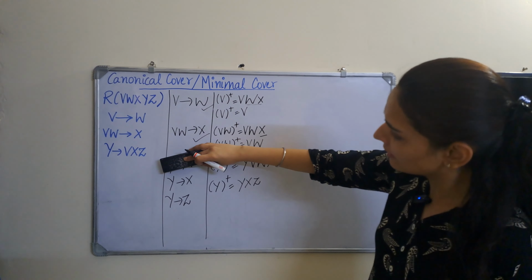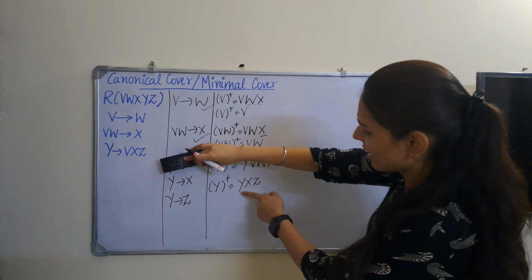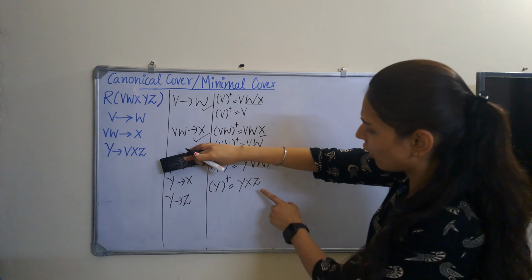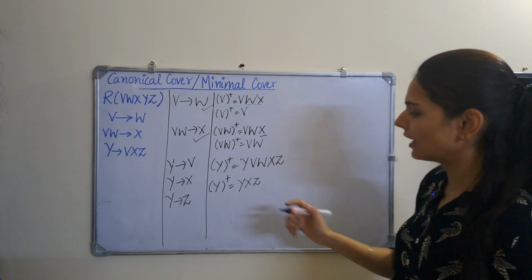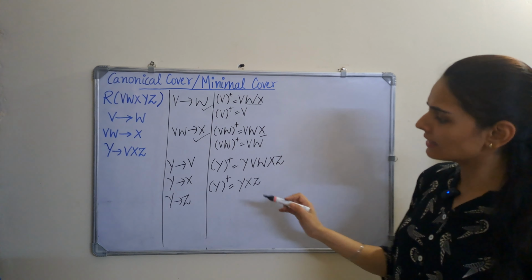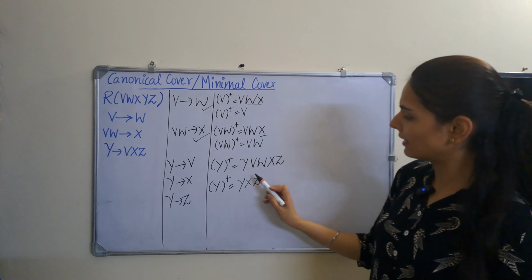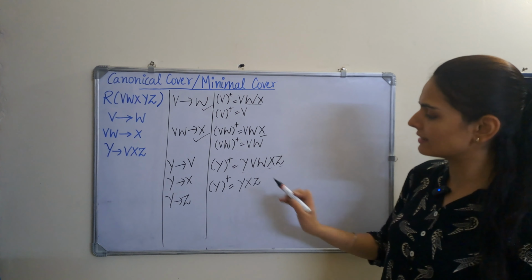Anything else do we get over here? X and Z we have. V we do not have. So nothing else, right? So now again we can see, if we remove this functional dependency, we will only have the values of Y, X and Z.